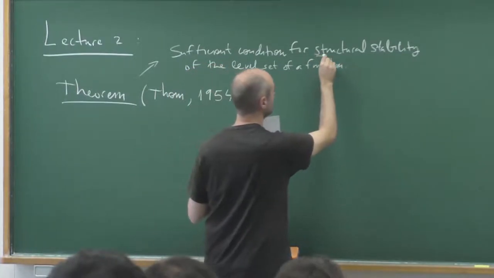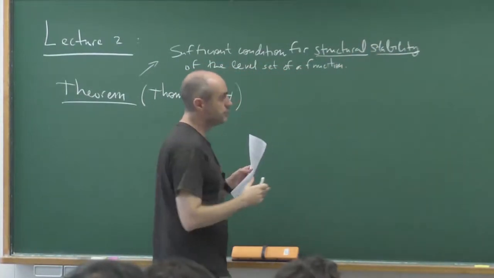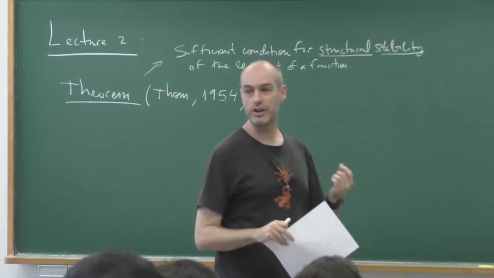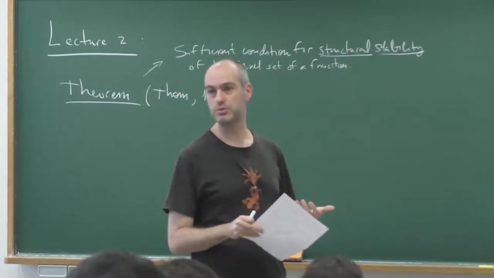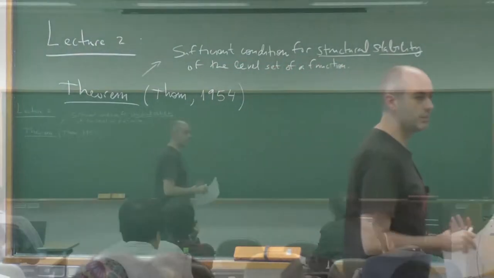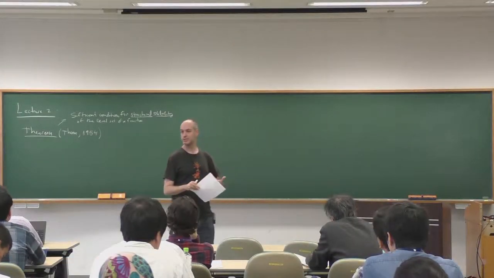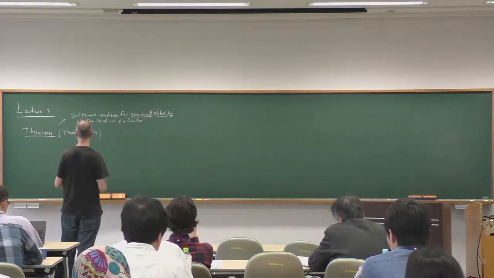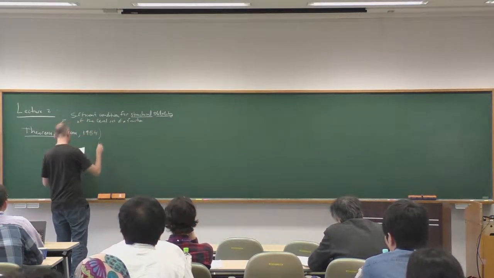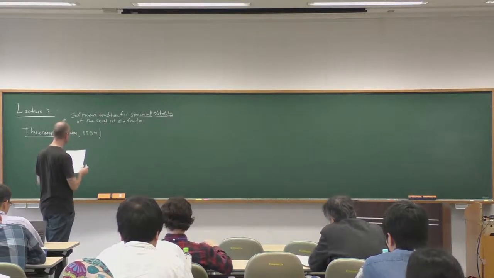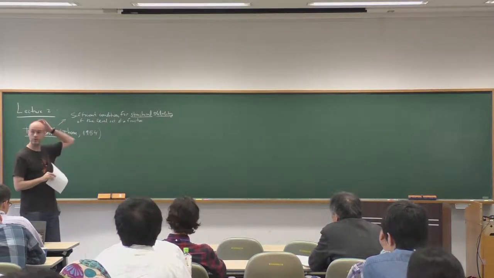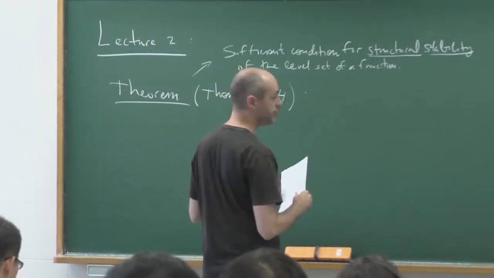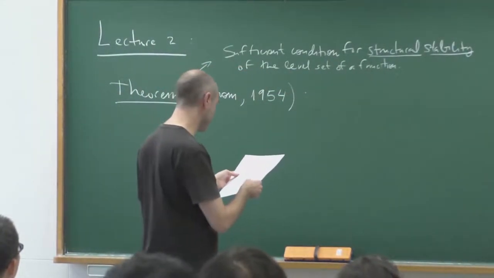Okay, and I recall that the structural stability means that any other function which is close enough to your original function has a level set which is diffeomorphic to the original level set. This is the meaning of the structural stability. So Thom's theorem says the following. I'm going to state it for compact level sets, although there is a version for non-compact, but it's more complicated.